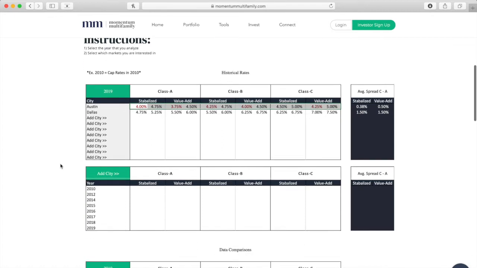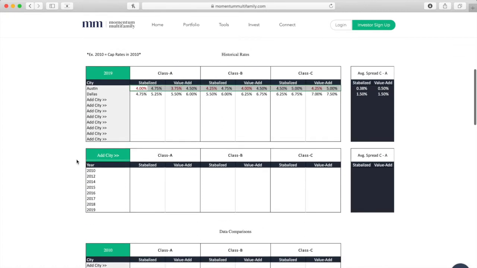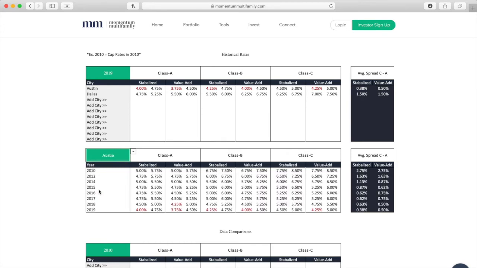Now, if you scroll down, if you want to look at one city in particular over time and get a quick look at how the cap rates for all the different classes have fared over time. Let's say, for instance, obviously there's been a lot of compression in Austin. I want to see what that looks like over time. And then there you go. You can see over the last 10 years what those cap rates have looked like for Austin and see how much they've compressed.